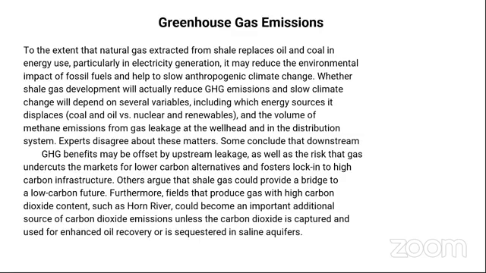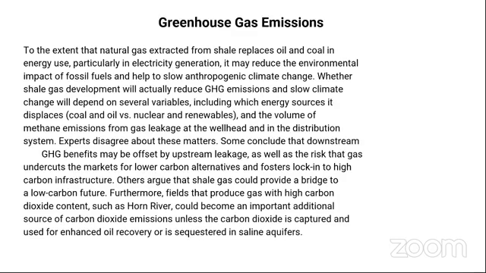Okay, I continue. Greenhouse gas emission. To the extent that natural gas extracted from shale replaces oil and coal in energy use, particularly in electricity generation, it may reduce the environmental impact of fossil fuels and help to slow anthropogenic climate change. Whether shale gas development will actually reduce greenhouse gas emissions and slow climate change will depend on several variables, including which energy source it displaces, coal and oil versus nuclear and renewables, and the volume of methane emissions from gas leakage at the wellhead and in the distribution system.